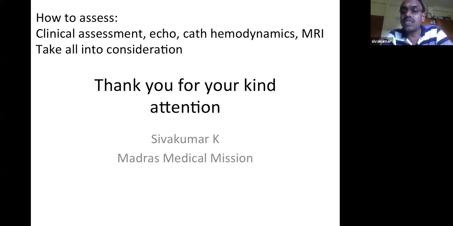Okay, tethering versus functional TR, any quantitative parameters? Yeah, basically, tethering is the feature of reduced mobility of the leaflets. Whenever a leaflet is able to come to the annular location, that is the normal mobility. A tethered leaflet means it is not able to come to the level of the annulus. So the leaflet cannot come up, so it is being held back by the ventricle.